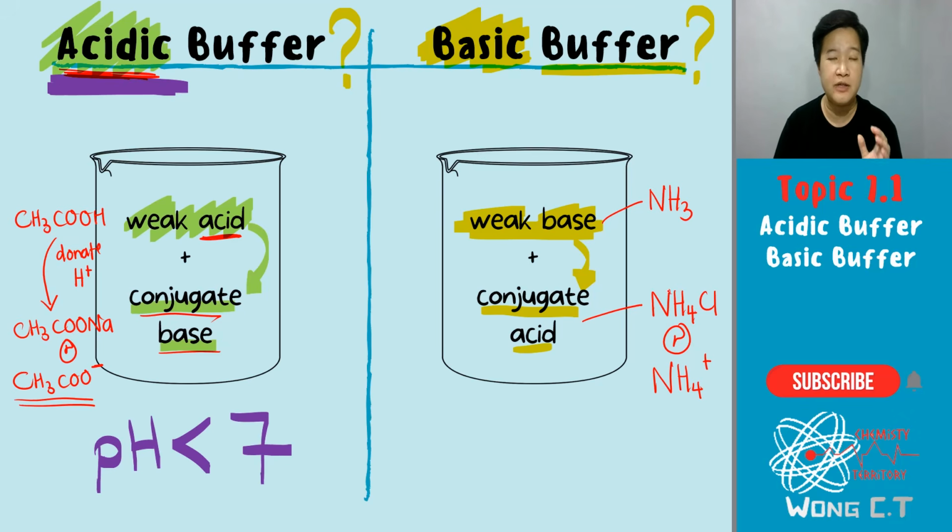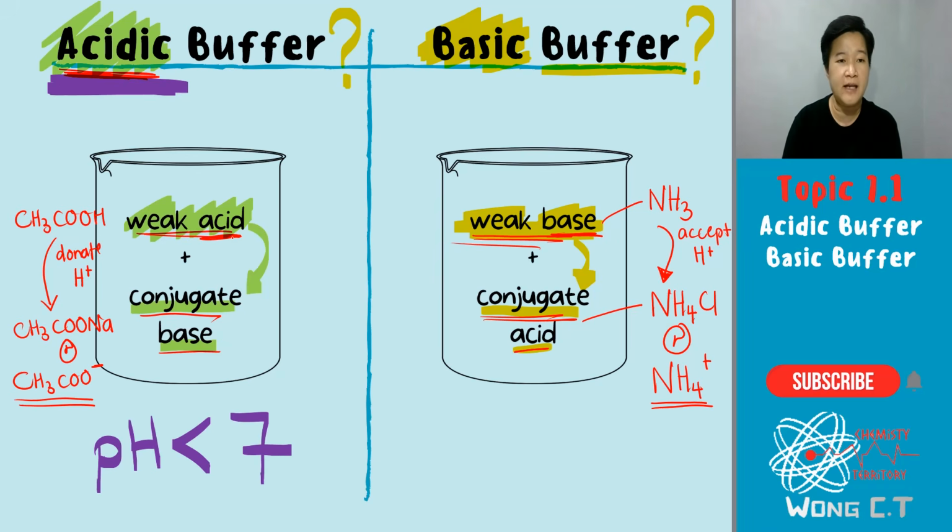Like the first video that we discussed in this topic, your conjugate acid-base pair. So from the base, how do I form my conjugate acid? Simple. The base will accept H+. When the base accepts the H+, then you will form the conjugate acid. So bear that in mind, in a buffer solution, the weak base and the conjugate acid must be in their pairing. Same goes for your weak acid and also the conjugate base in your acidic buffer. They must be in their respective pairing.